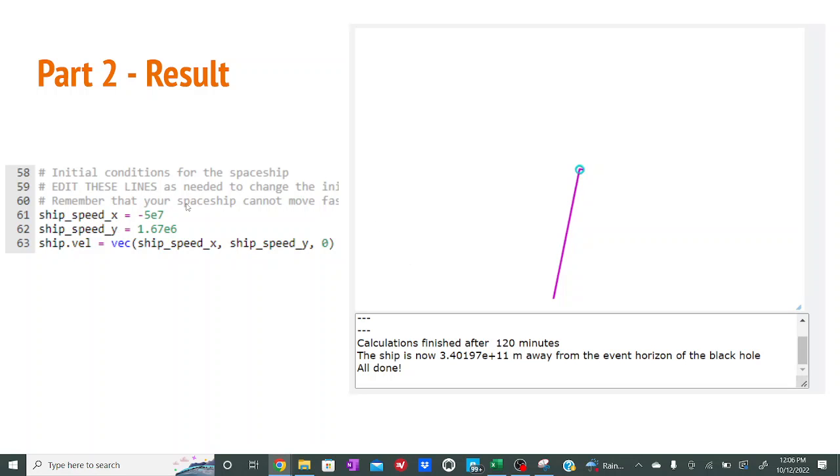And here's my initial velocity. I had the x velocity be -5 times 10 to the 7th, and my y velocity be 1.67 times 10 to the 6th, which is what I found to work best for me. That allowed the ship to not get sucked into the black hole or collide with the planet.